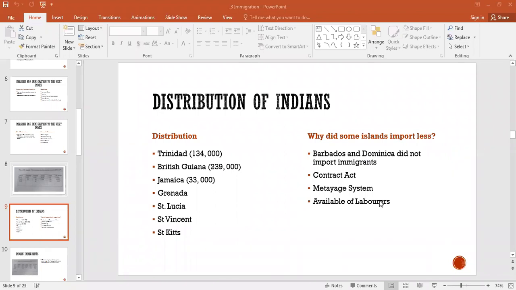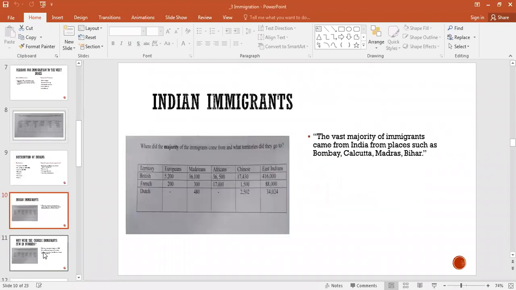Lucia, St. Vincent, and St. Kitts, for those territories, most of the ex-enslaved people, once slavery finished, left the plantation. And so that's one of the issues. Now, let us look at some of the places that the immigrants came from, the Indians. I know we're looking at the Indian immigrants.